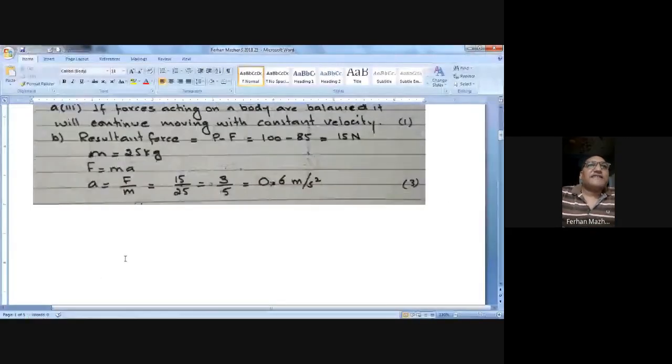On your screen, you can see B. Resultant force is P minus F. 100 minus 85 equals 15 Newton. M is 25 kg. F equals ma. A will be equal to F divided by m. F, the resultant force, is 15 divided by 25 kg, which equals 0.6 meter per second squared. So the acceleration is 0.6 meter per second squared. This was a 3-mark numerical. It's easy. I hope you have understood it.